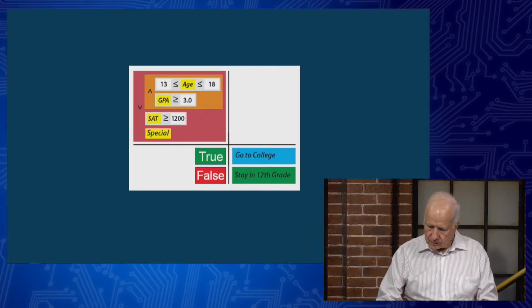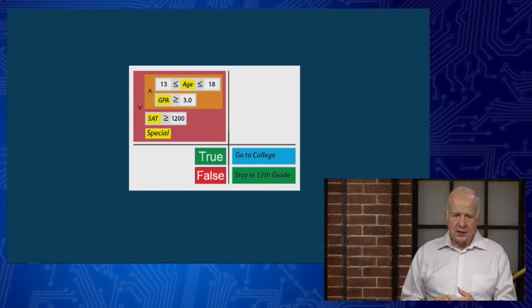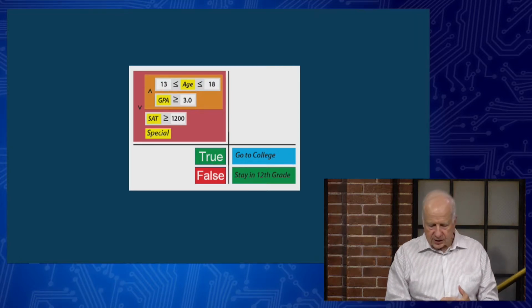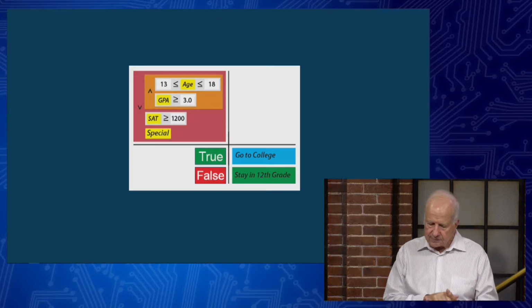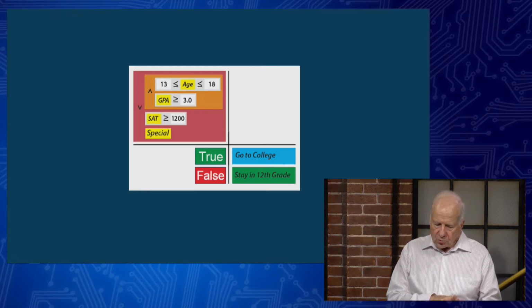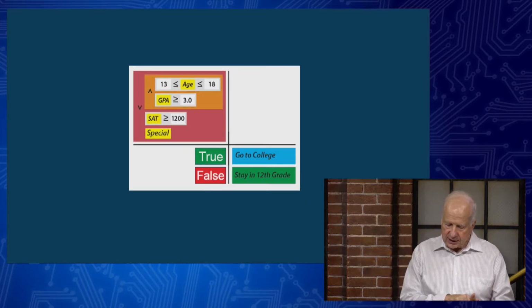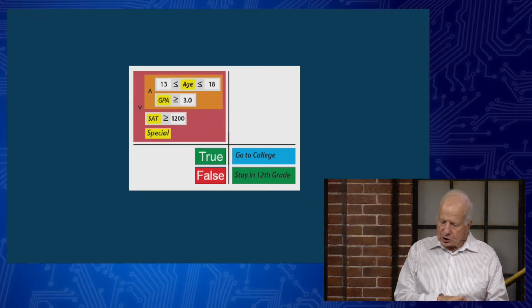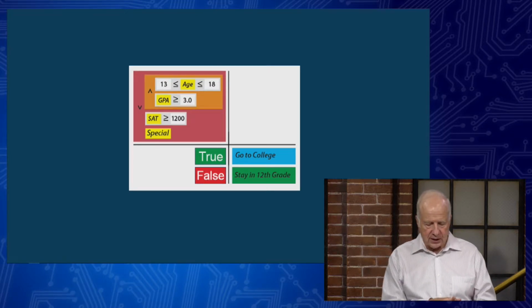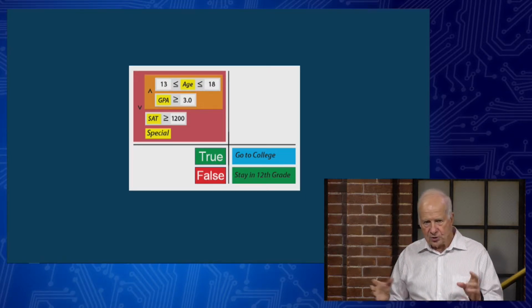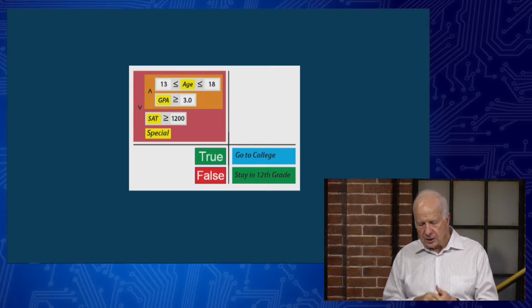Now here it is being used in practice. So the first logical unit here is the and of: if you're a teenager and your grade point average is a B or better. And that's ORed with: if you got a great SAT or you're special. If it's true, you go to college. If it's false, you stay in the 12th grade. So this would be how you would take these pictures and make bigger constructs.